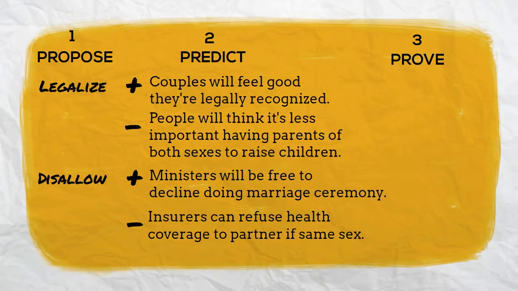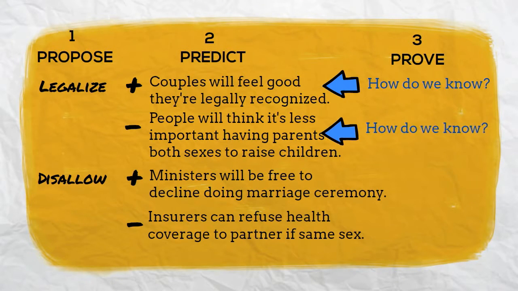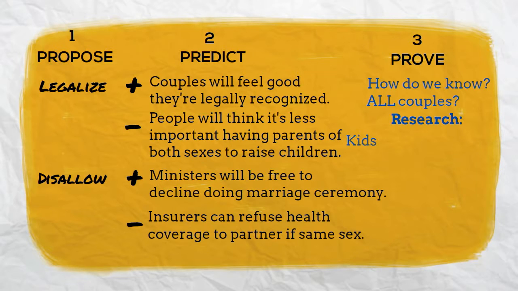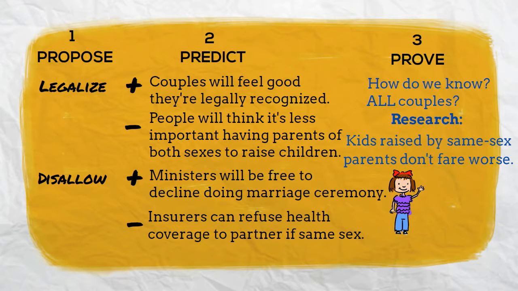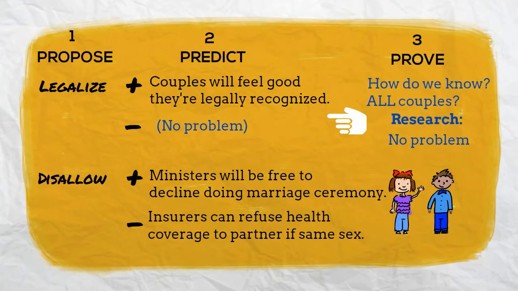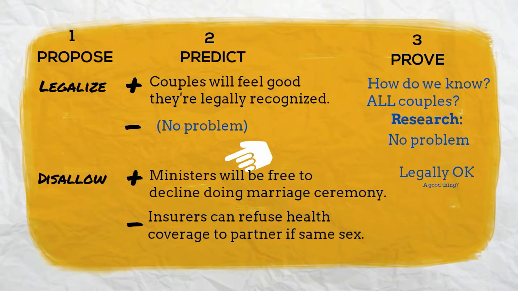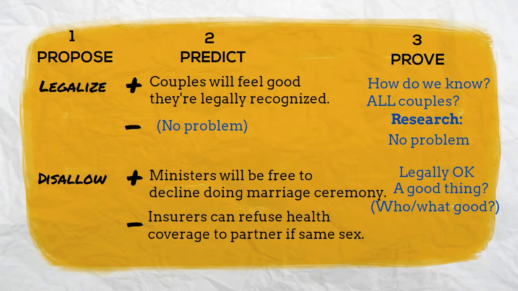Each side gives evidence to prove why they think each prediction will come true. How do we know same-sex couples would feel this way, or people would start thinking this way? Is there research? And do we think all couples and people would do so? Actually, there is research that says that kids raised by same-sex parents don't fare any worse than kids in traditional families, so this need not be a concern. With this proposal, ministers would be free to refuse marriage without legal penalties, but is that a good thing? Who would start doing what that it's good?